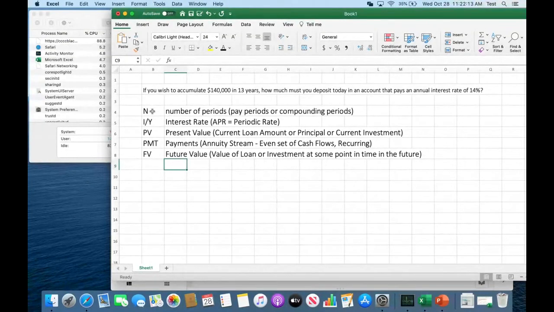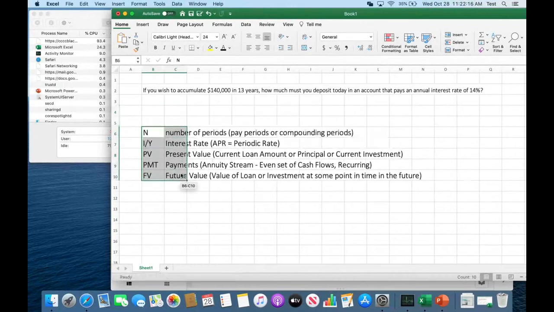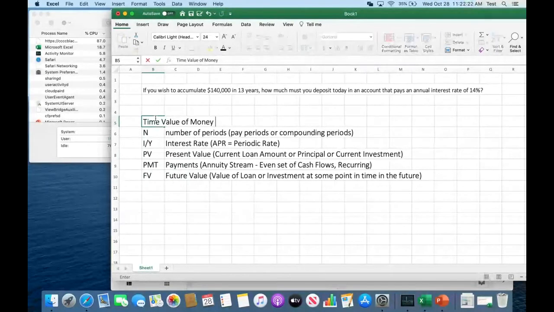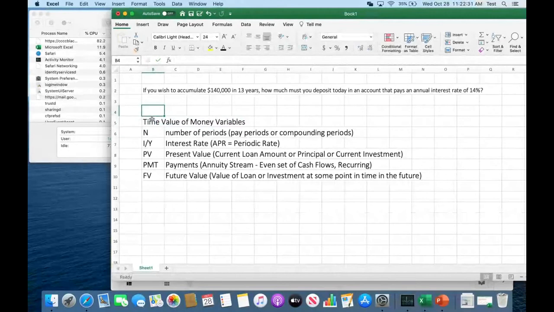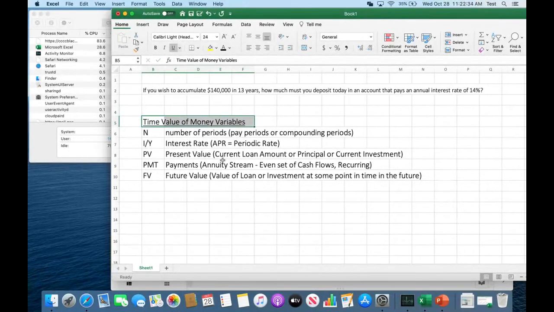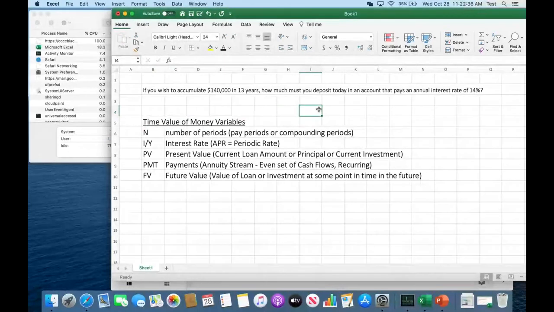So this is the time value of money variables that we need in order to use the time value of money equation in Excel. We need to have these 5 variables. We have to define them. Every problem that we ever come up on, we have to define these. And the rule is that if you know 4, you can always find the 5th. It doesn't matter which one's missing. As long as you know 4 of them, you can always find the 5th.